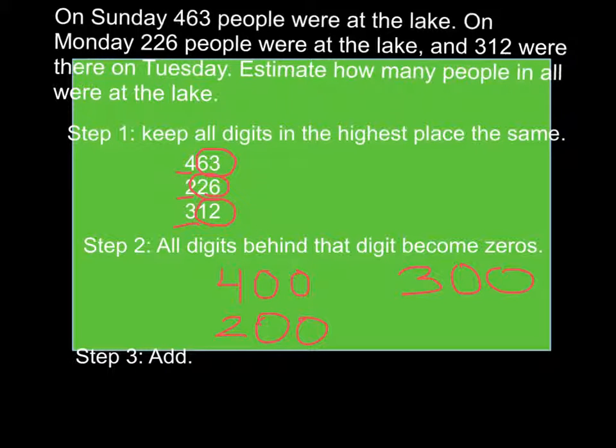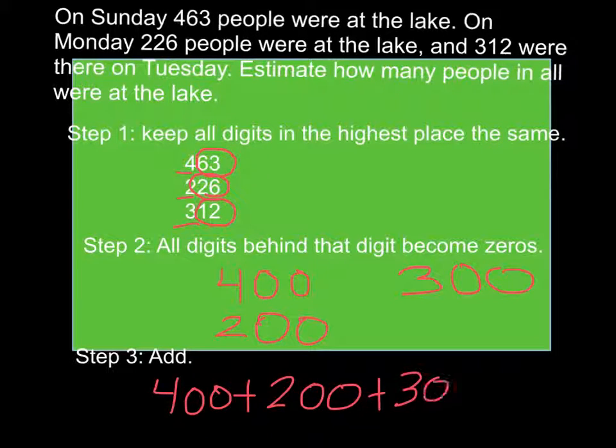The last step is we just have to add those new numbers. So we add 400 plus 200 plus 300, and we get 4 plus 2 plus 3, which is 9. We add 2 zeros. So about 900 people were at the lake.